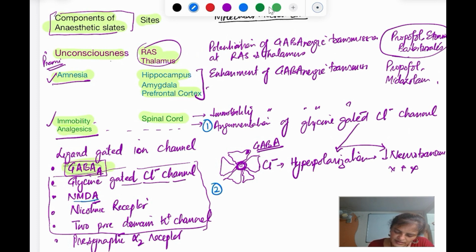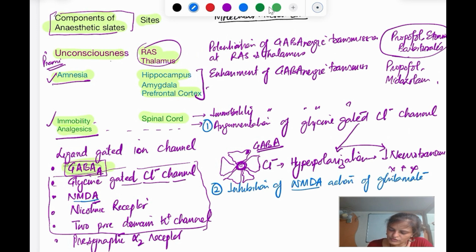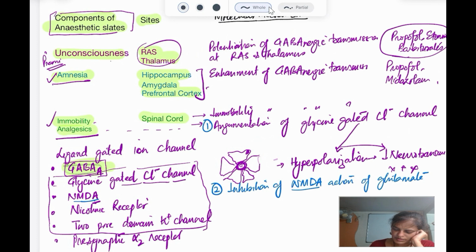Then inhibition of NMDA. ठीक है, there is inhibition of excitatory type of NMDA action of glutamate. So normally what happened, the glutamate binds with the NMDA receptor. NMDA receptor भी बेटा इसी तरह का होता है. I'll just ये rub कर देती हूँ, ये भी rub कर देती हूँ. The only difference is with the NMDA receptor.